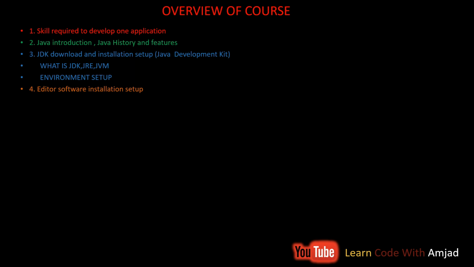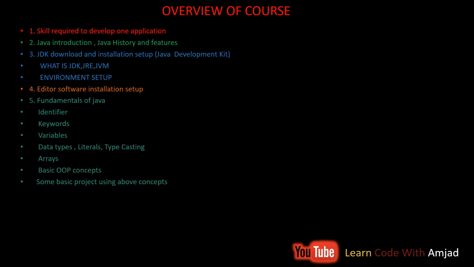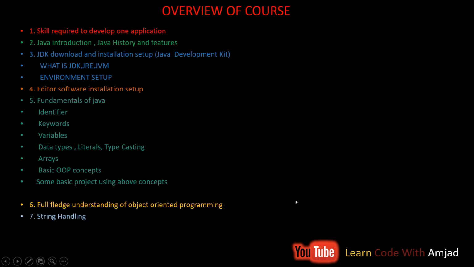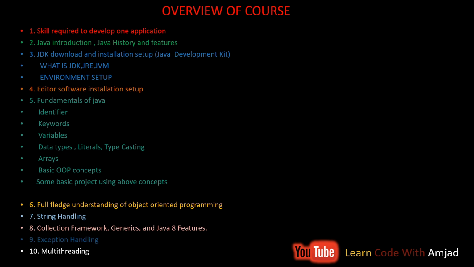In this, we are going to learn identifiers, keywords, variables, data types, literals, typecasting, arrays, basic object-oriented programming concepts, and some basic projects using the above concepts. Once completing this, next we will move to a full-fledged understanding of object-oriented programming, string handling, collection framework, generics, Java 8 features, exception handling, multi-threading, and much more we are going to understand in this course. So this is the overview of the course.